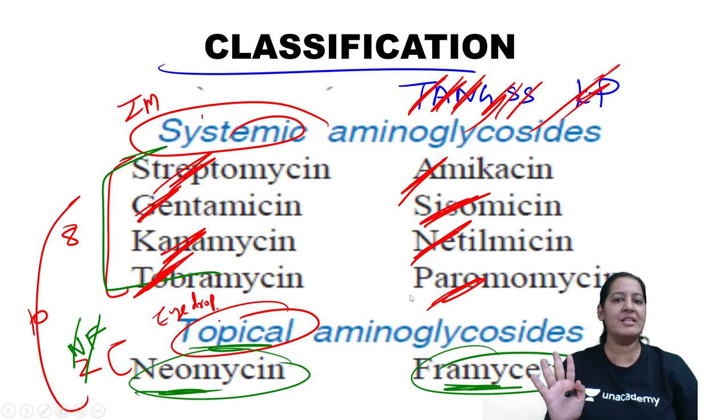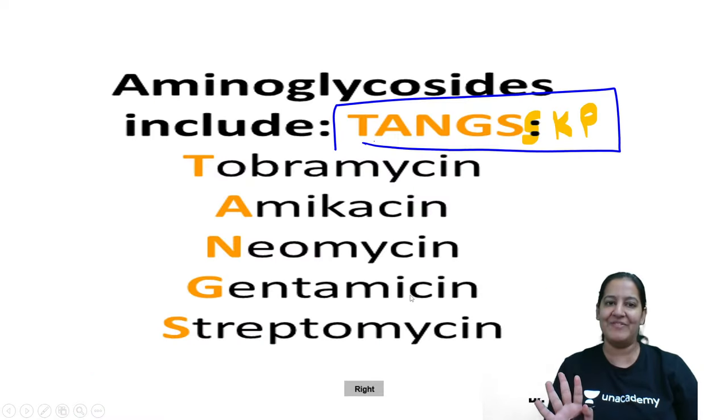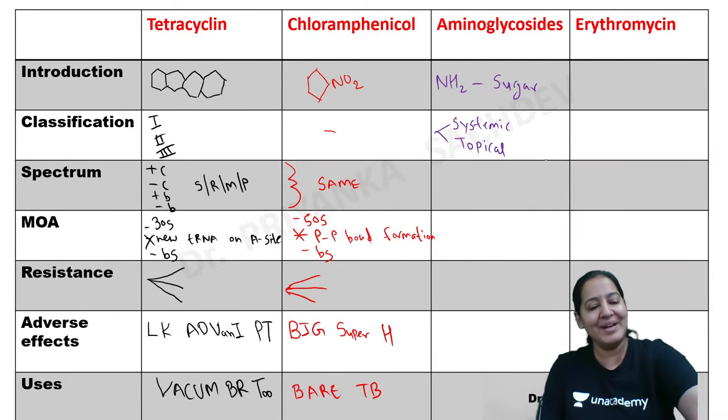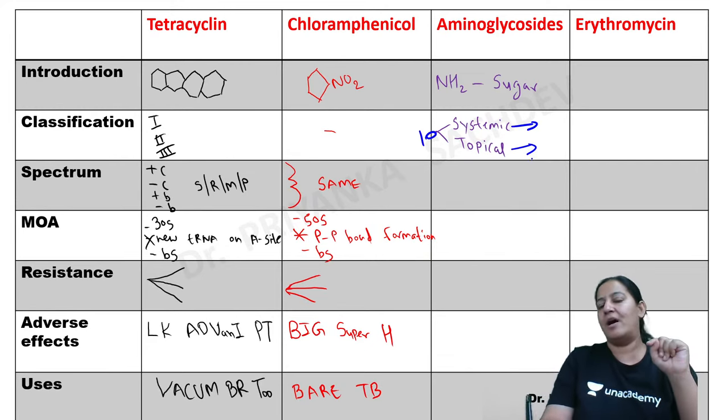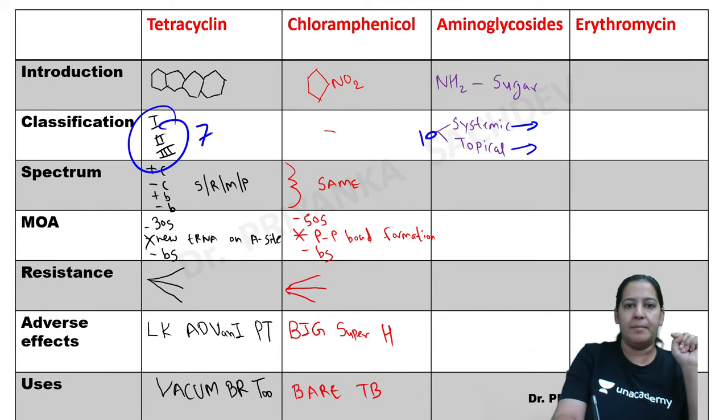So have I simplified the classification? At least I tried to simplify it. Right? Anyways, it is written in front of you. If you want to learn the systemic, the mnemonic is with you. If you want to learn topical, the mnemonic is with you. Total 10 are there. The tetracyclines are 7 in number.